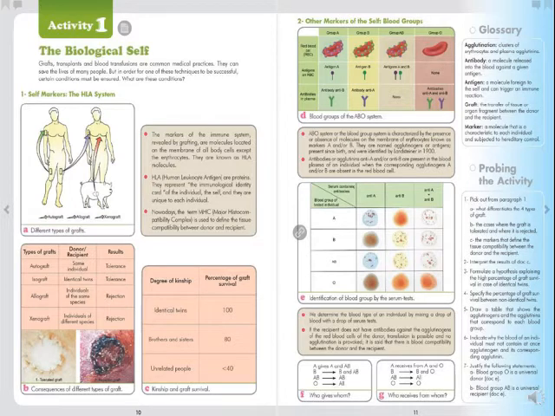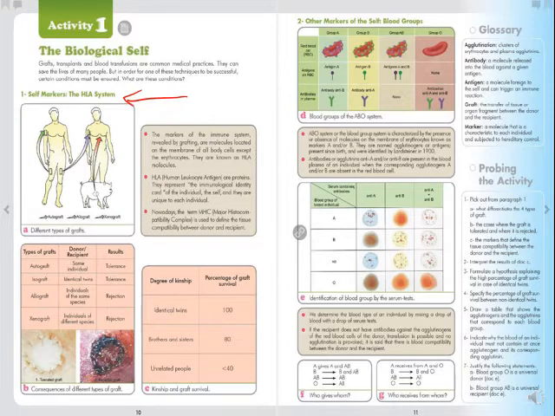Grafts, transplants, and blood transfusion are common medical practices. They can save the life of many people. But in order for one of these techniques to be successful, certain conditions must be ensured. So what are these conditions? Let's start first with self markers, the HLA system.